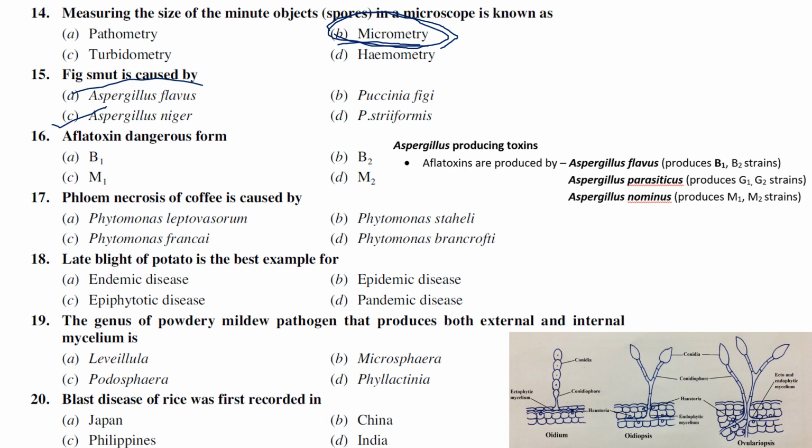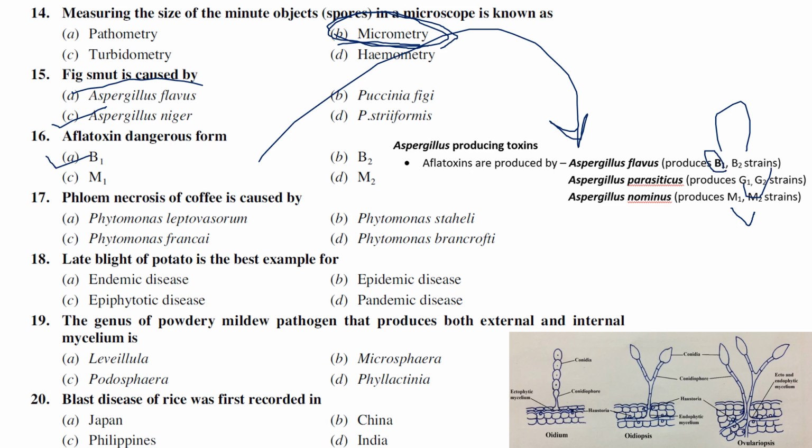Aflatoxin dangerous form. What they're asking is which form of the aflatoxin is more dangerous: B1, B2, M1, M2. To have an understanding about this, there are a few strains that Aspergillus can produce. Aspergillus flavus produces B1 and B2. Aspergillus parasiticus produces G1 and G2. Aspergillus nomius produces M1 and M2. Among all the toxins produced by Aspergillus species, B1 is the most toxic and most dangerous form. So the answer is A, B1.